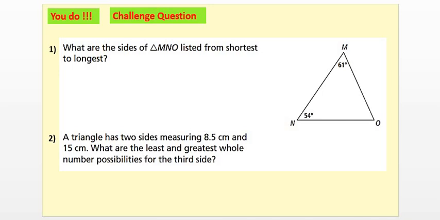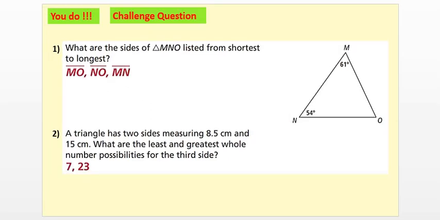Okay, now here I have some challenge questions for you. Better pause the video here, try to solve these questions on your own, and then play the video to check your answers. So here are the answers for both the questions. In question number 1, it was saying to arrange them from shortest to longest. So first you have to find the third angle, this one. Okay, let's find the third angle. Third angle is 65 degrees.